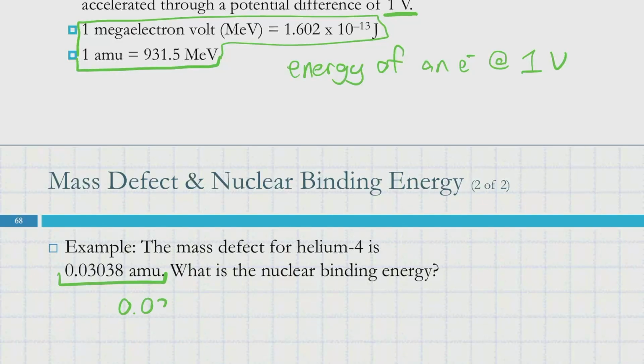So 0.03038 AMU, our conversion factor 931.5 mega electron volts per 1 AMU. This will give us a value in mega electron volts. If we wanted to, we could also convert it over then to joules.